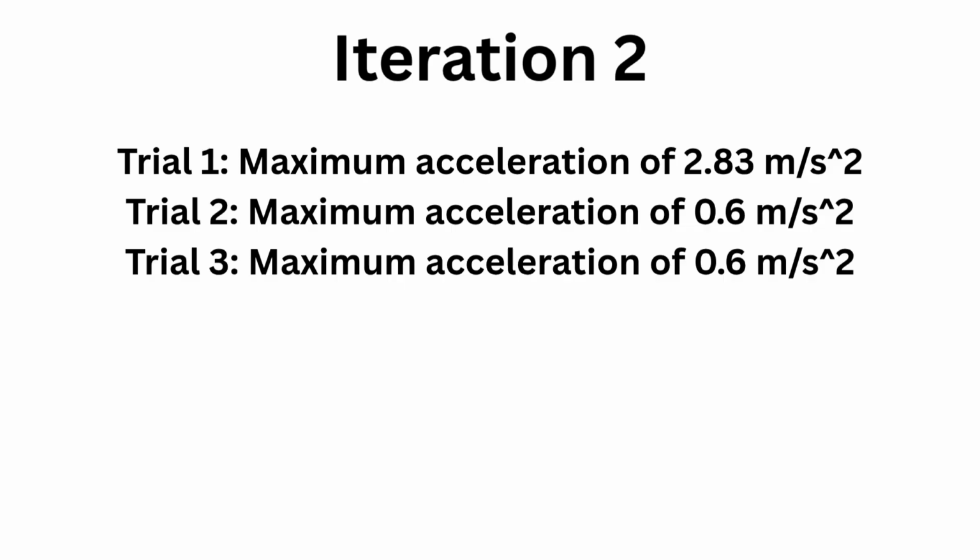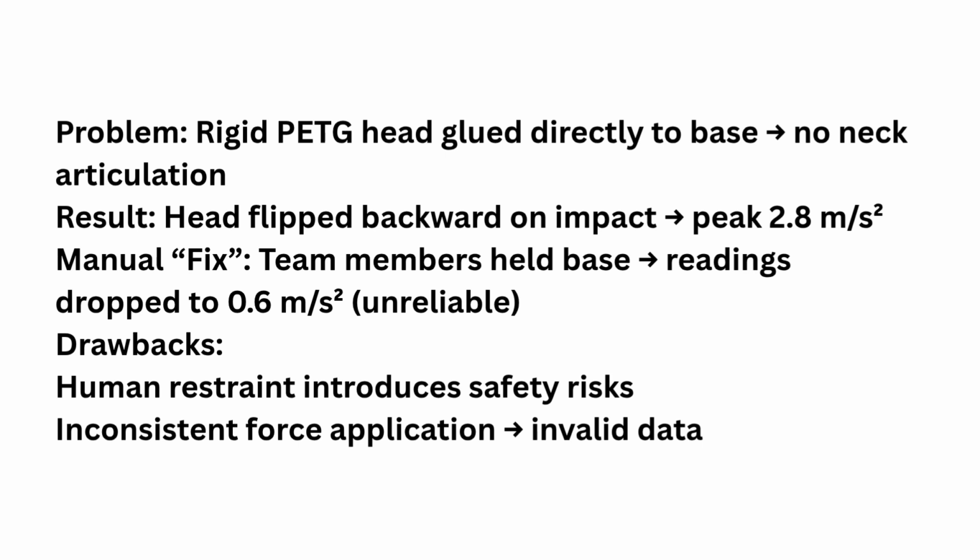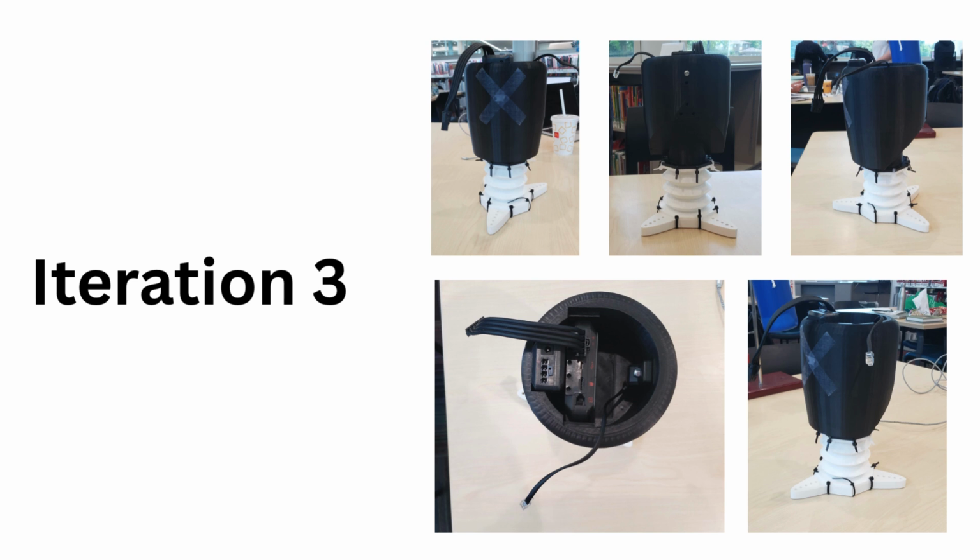0.61. As we can see in the video, with the lack of a neck and stable connection to the ground, the head went flying backwards when hit. Now, it measured 2.8 meters per second squared, but in the next trials, we tried to repeat it, and it gave us 0.6, which is clearly not an accurate value. We had to have multiple people hold it down, and having multiple humans hold it down has a safety liability and is also unreliable with data since humans apply inconsistent force.